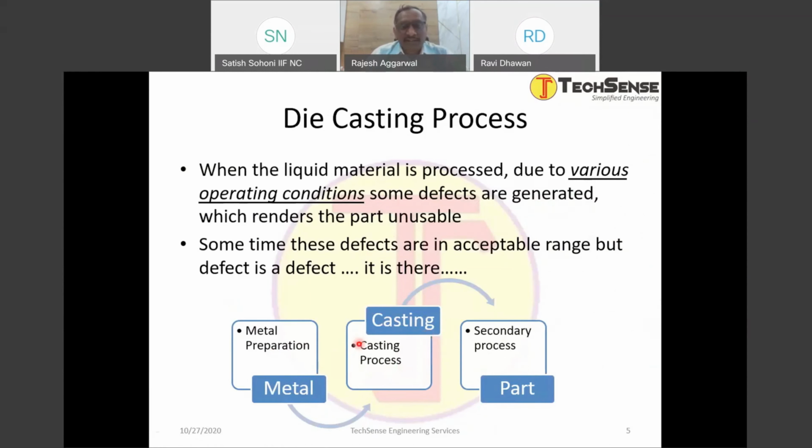So the defect generation, what we are more interested in and more focused on, is during the die casting process, which you can say is like a black box, because the change of state from liquid to solid is happening during the process inside the die. And here we can safely assume that the metal preparation, or the metal coming in, is of good quality, because metal preparation itself is a whole big subject which can also lead to various types of problems or issues. But our focus mainly will be on the die casting process.